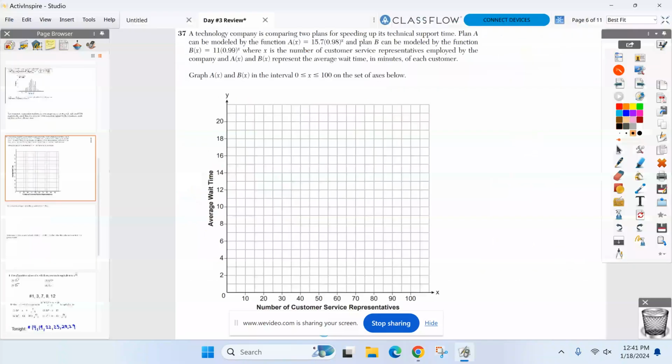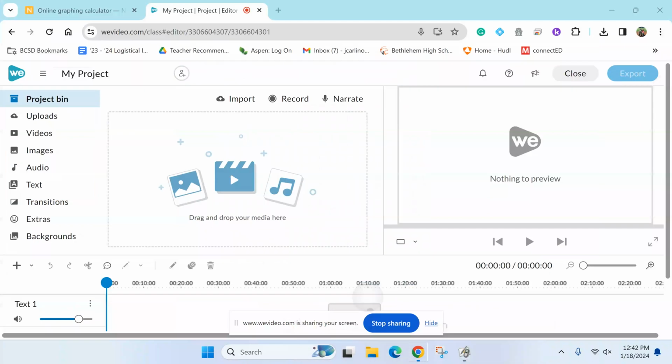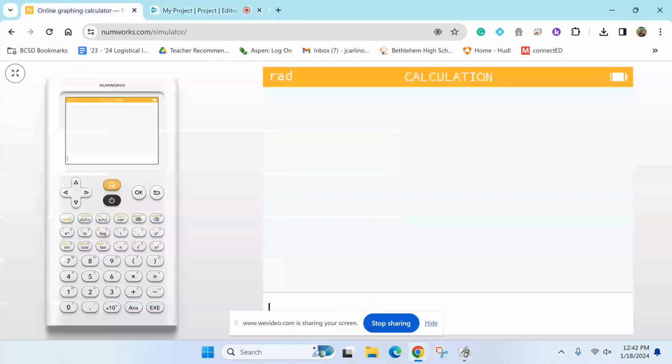So we could probably plot it every 10. All right, so let's look at the graphing calculator now and how we can access all this. All right, so first let's do a of x, 15.7 times 0.98 to the x. Let's go to our grapher. Let's type that in.